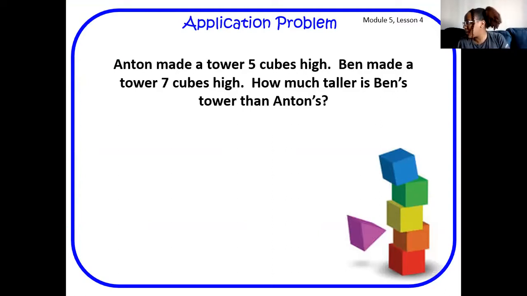So I can read this to you. And I'm actually going to take out a piece of paper and a pencil for this one so I can have something to write on. But this word problem says Anton made a tower 5 cubes high. Ben made a tower 7 cubes high. How much taller is Ben's tower than Anton's? I'll give you a few seconds to write this one out.